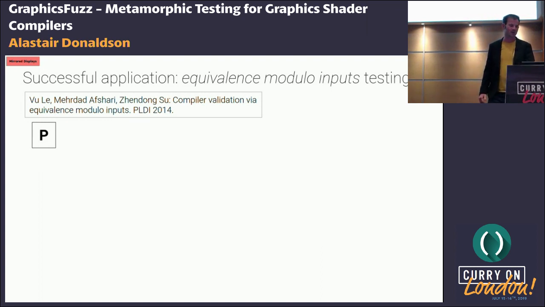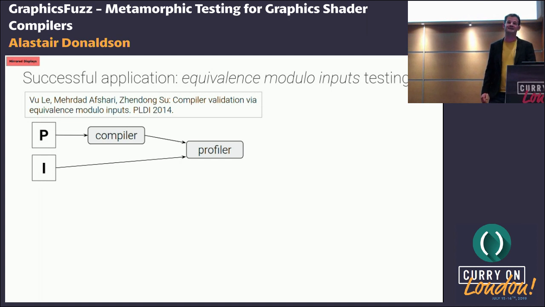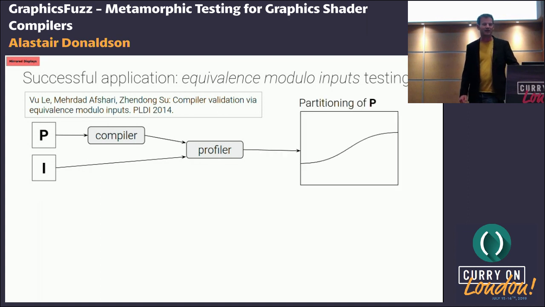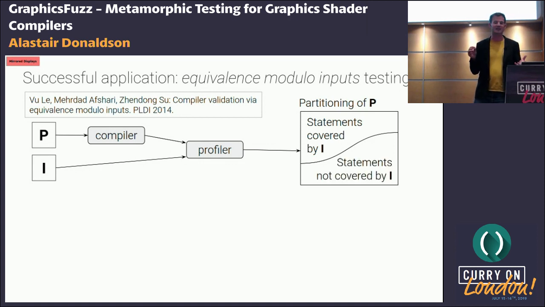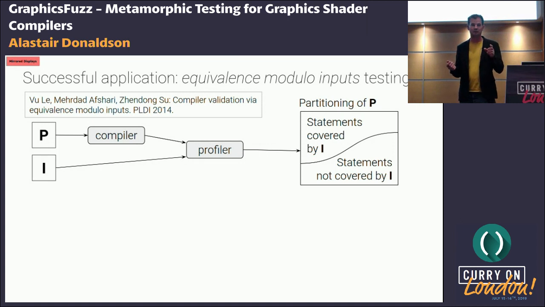And the idea of this work was take a well-defined program P, compile it, and profile its execution on some input. And if the program is well defined, then that profiling is going to partition the statements of the program into two disjoint sets. The statements that do get covered when you execute the program on the input I, and the statements that don't get covered. And if you run the program again and again on the same input, you'll get exactly the same partition if the program is deterministic and well defined.